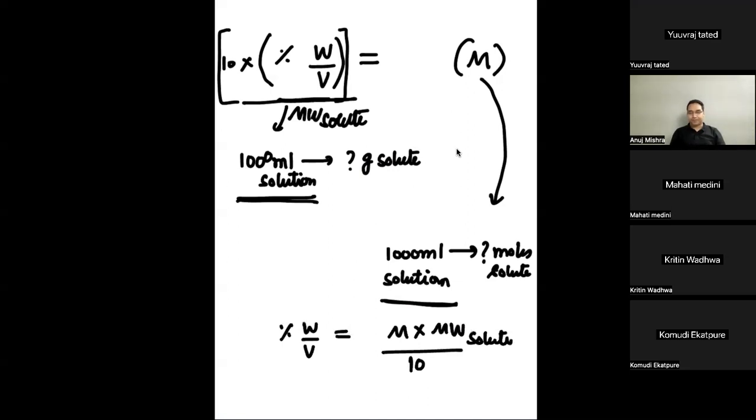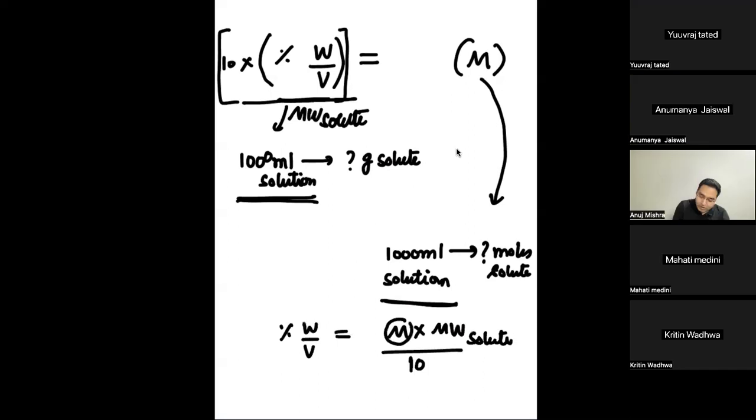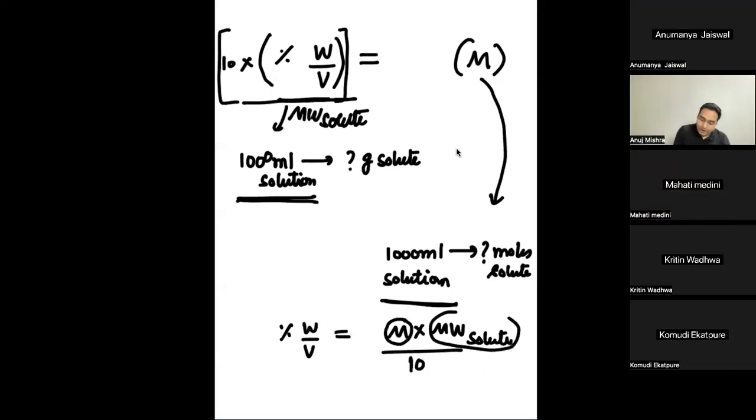Think about it. It is not difficult. If you give yourself some thought, you will be able to figure it out. Just hold on for 5-10 seconds. Read the statement. In 1 liter of solution, how many moles are there? In 1 liter of solution, how many grams are there? If in 1 liter of solution these many grams are there, divided by 10 is, in 100 ml of solution, how many grams are there? That's what is called percent W by V. Think, spend some time. Anumanya, yeah, what's your doubt? Please ask.